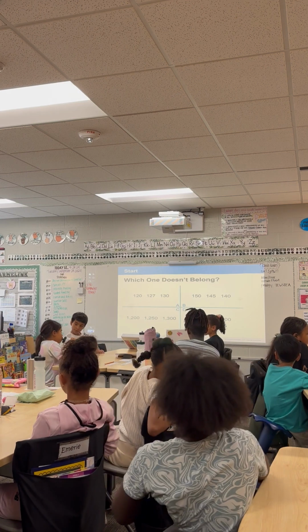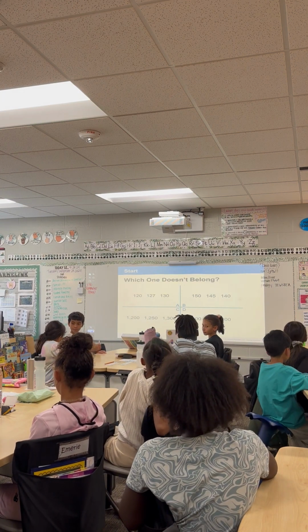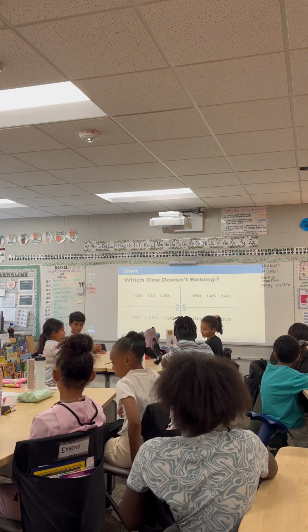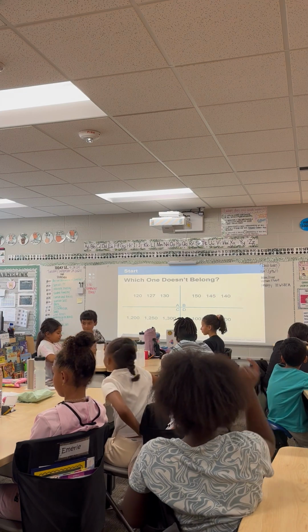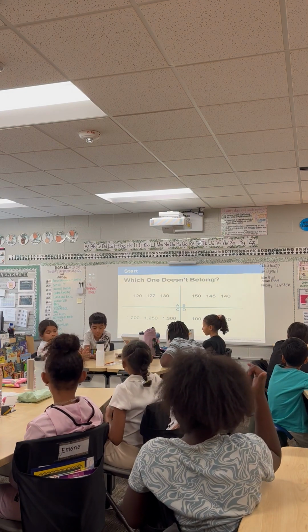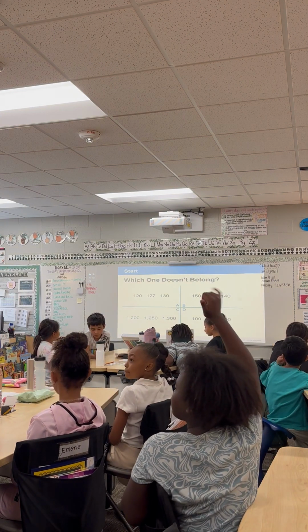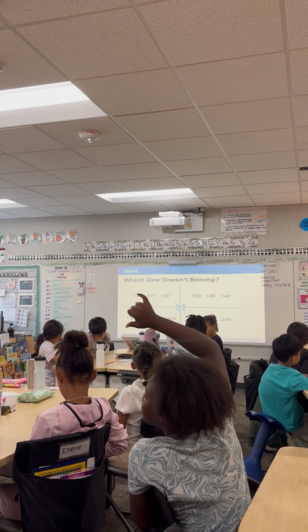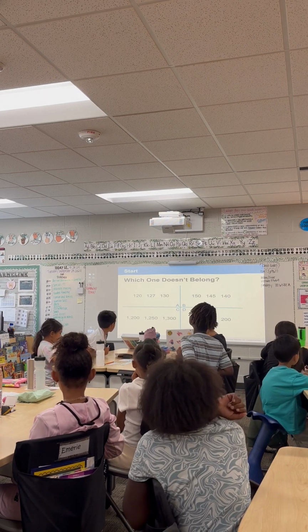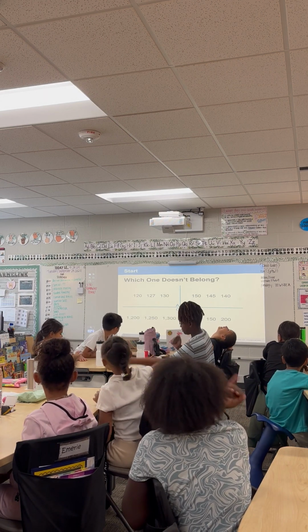Brooklyn, which box do you feel like doesn't belong? I think that C doesn't belong because it's the only one that's in the 1,000s. Ooh, so she says C doesn't belong because she feels like it's the only number set that's into the thousands. Great explanation. Thank you, Brooklyn.